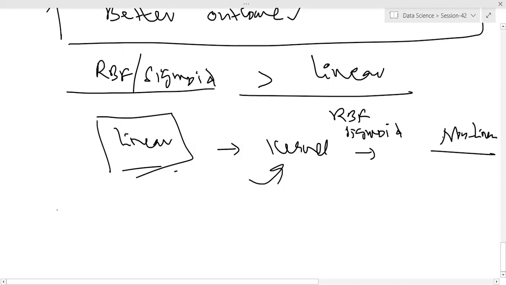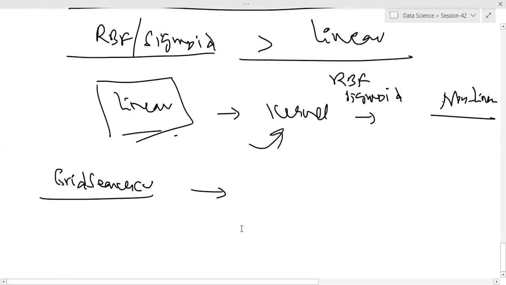Now, one more thing we have discussed: grid search CV. In the last session of the support vector machine, we came across this grid search CV. What is the meaning and what is the advantage of this, friends? Suresh, you can use your chat window. Grid search CV, in the earlier session also we have seen.